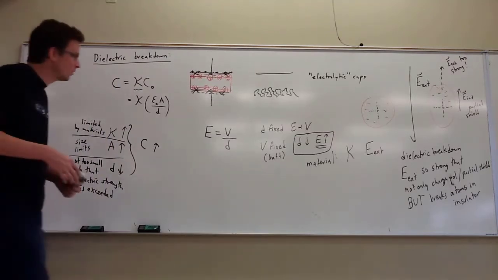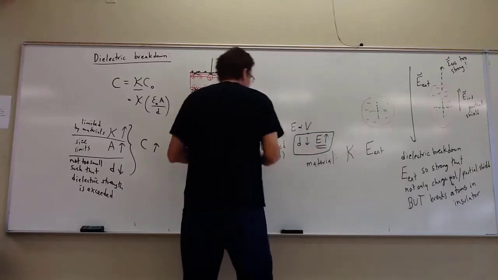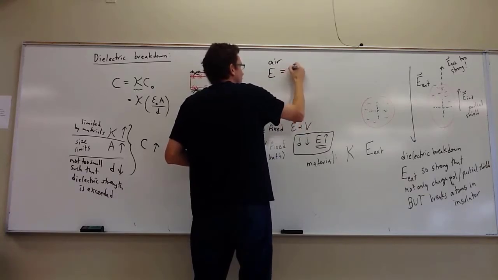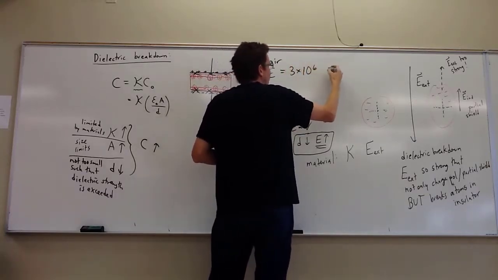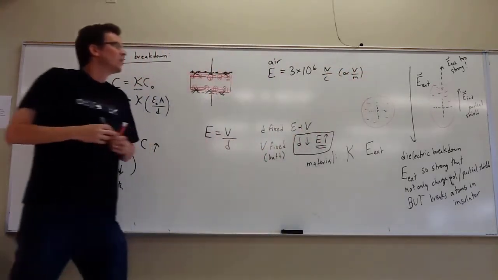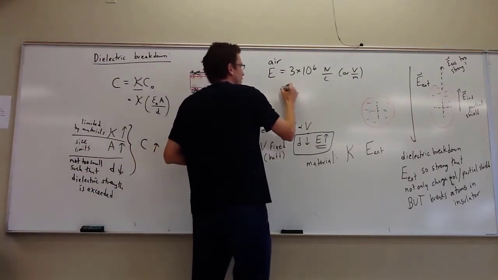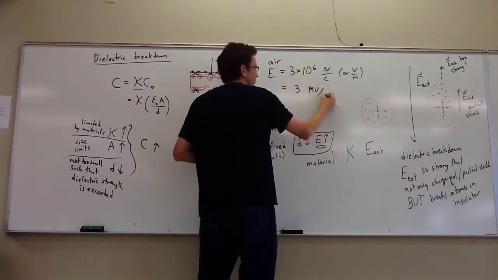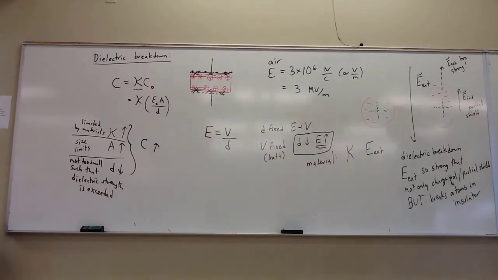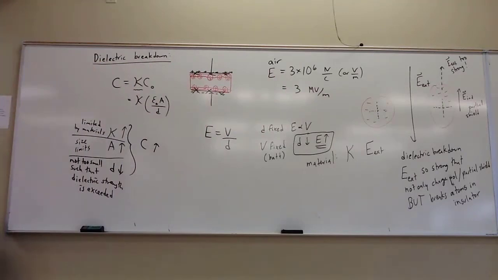So to give you an example, one of the most common types of dielectric to look at is air, right? For air, just to give you an idea, the dielectric strength is 3 times 10 to the 6 newtons per coulomb, or of course, we learned equivalently volts per meter. So you might see this written as 3 megavolts per meter, right? Mega is 10 to the 6th. If you apply an electric field greater than that to air, you'll tear it apart.